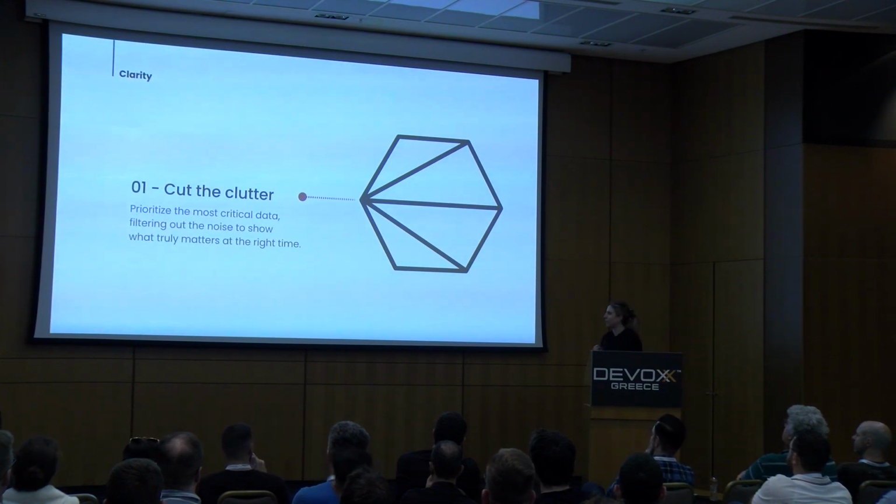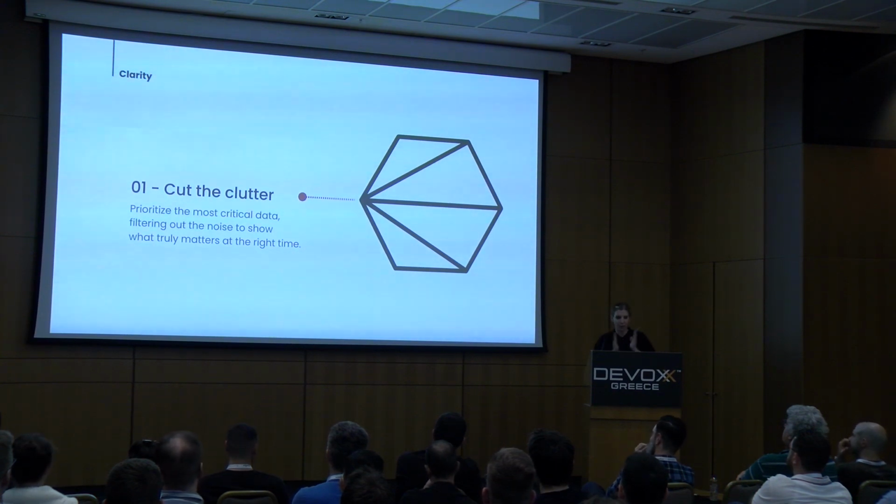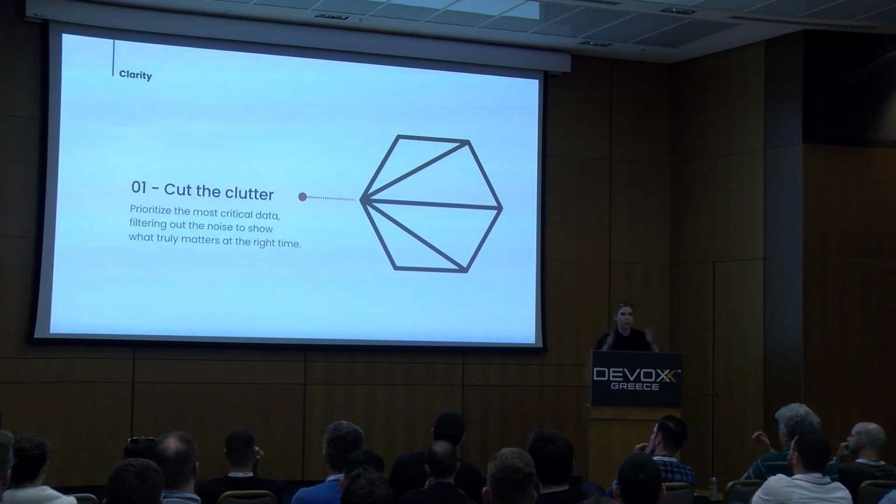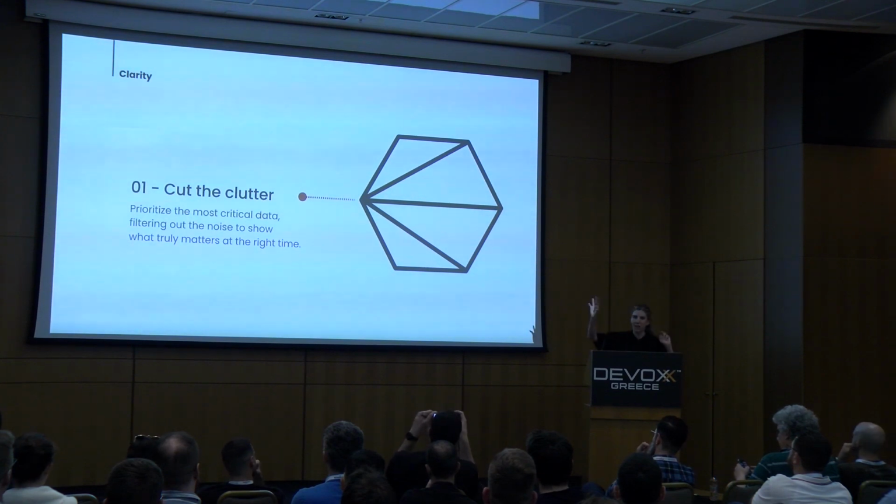And we're going to start by cutting the clutter, prioritizing the most critical data, filtering the noise out, and we need to reveal what truly matters. So you are in a dashboard, and that's flooded with alerts, colors, banners. It also has old messages from, I don't know, a month ago. You have multiple notifications, and that could be because you have a wrong escalation policy.